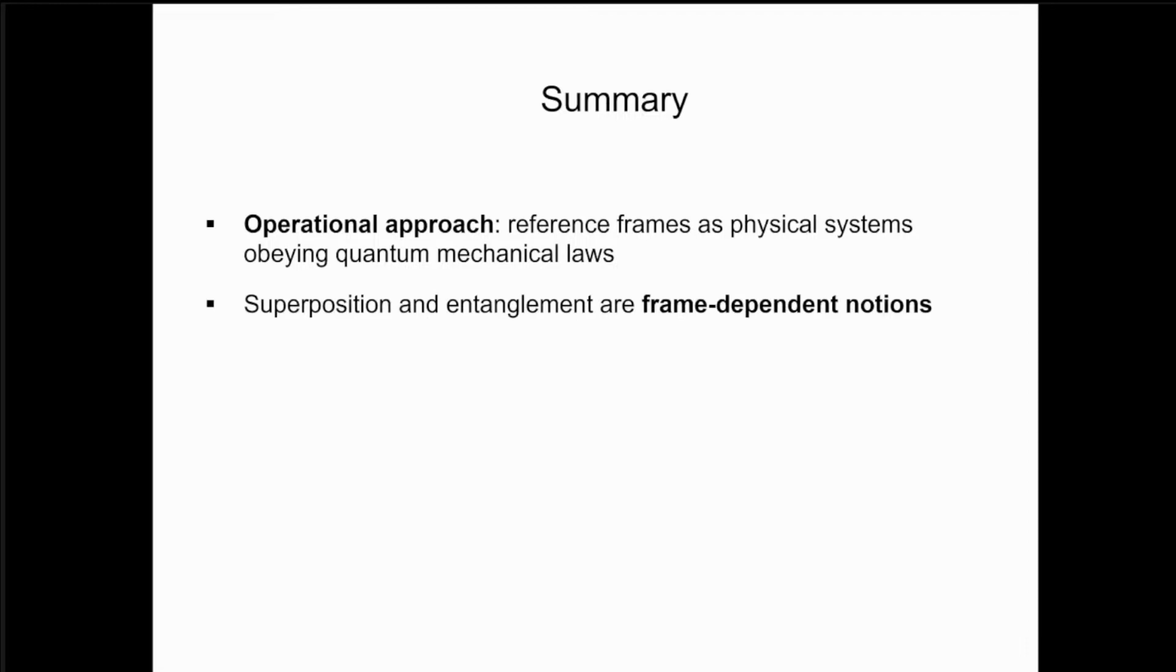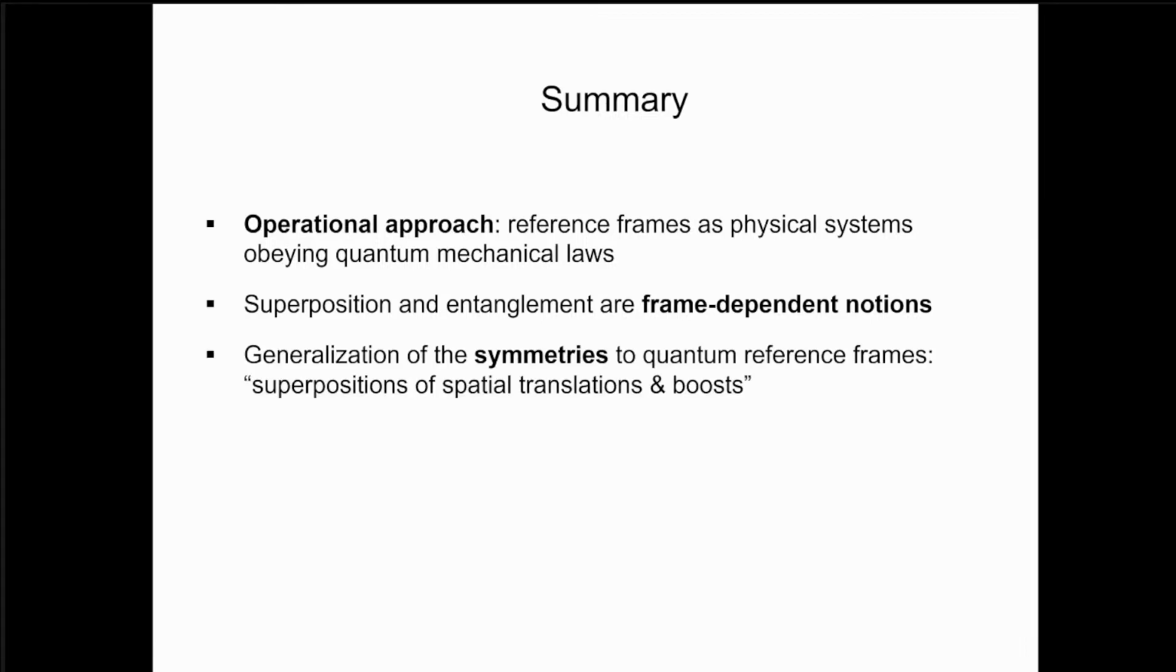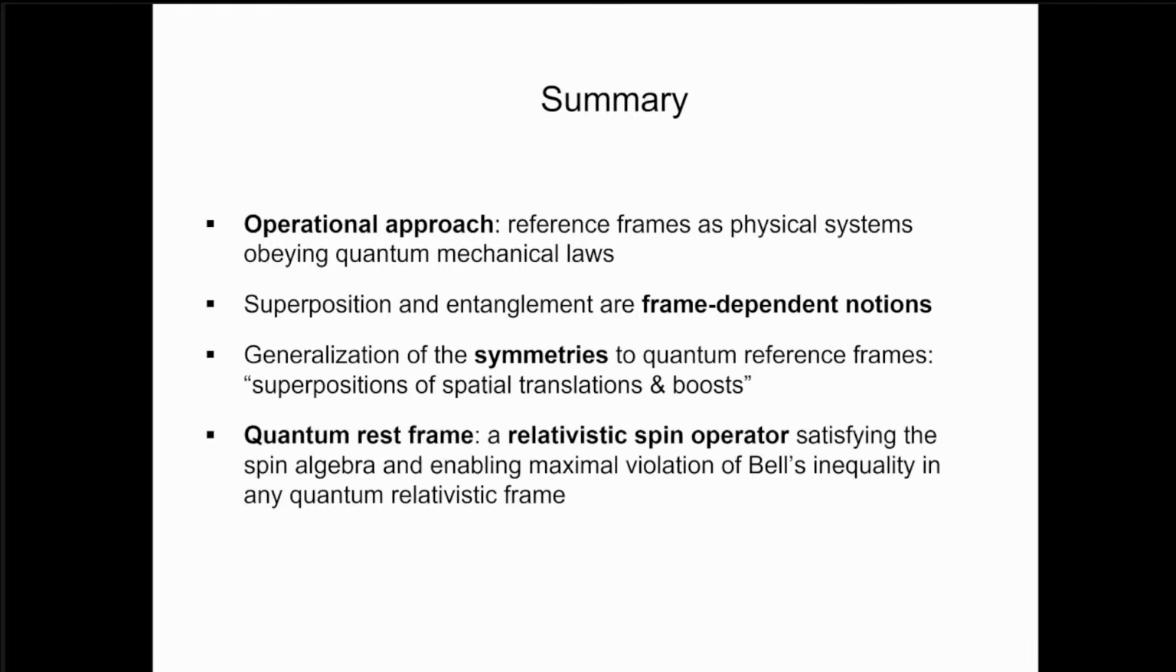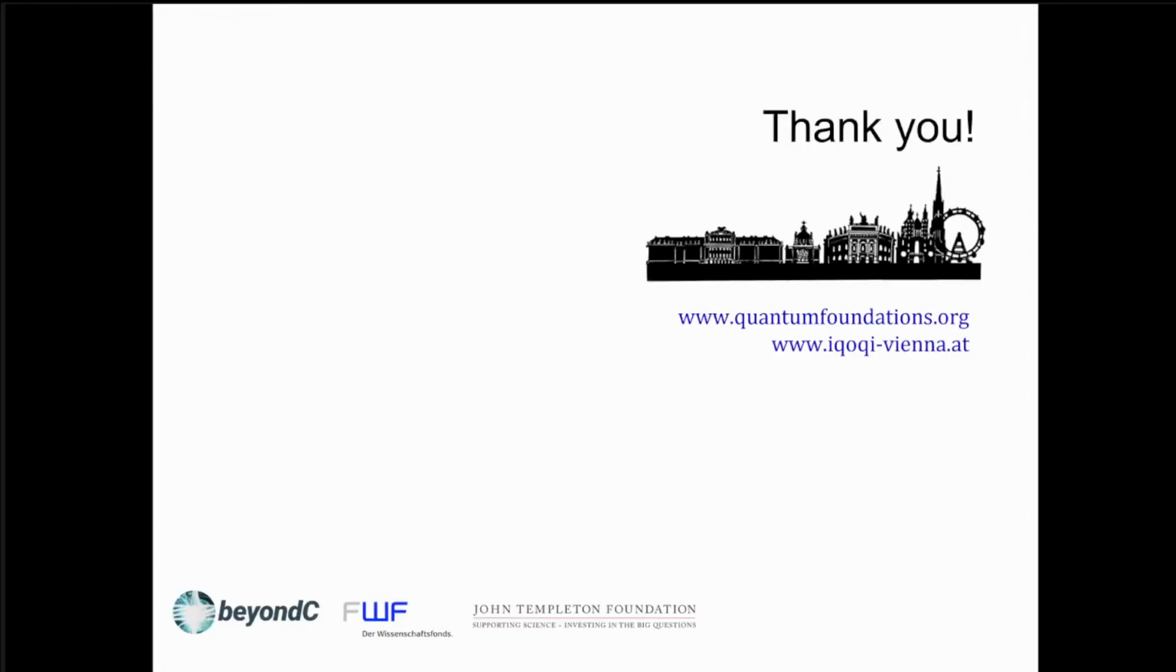Then one consequence of quantum reference frames was that superposition and entanglement are frame-dependent notions. And we can have generalizations of symmetries, of which I didn't talk about much, but generalizations of transformations of quantum reference frames through the superposition of space translation boosts. And finally, there is an interesting notion of a quantum reference frame that allows us to define a relativistic spin operator satisfying the spin algebra and enabling maximal violation of Bell inequalities in any quantum relativistic frame. And with this, I would like to thank you for your attention.